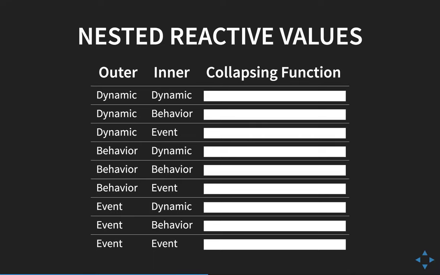So we have a chart. Filling out this chart, I think, is an important thing that hasn't really been done in the Reflex materials out there right now. And I think it's a useful exercise to do. So I think we're doing pretty good on time. Anyone have a suggestion for how to collapse a dynamic of a dynamic? John.